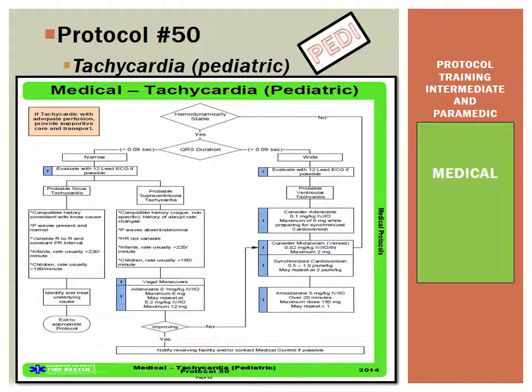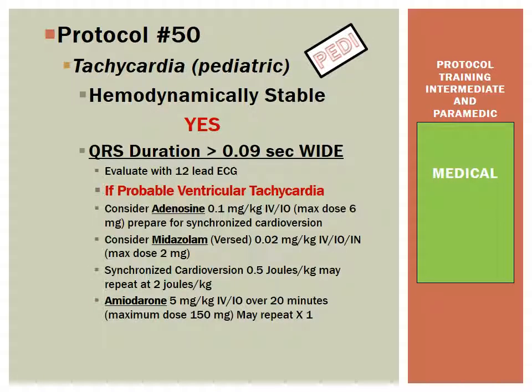Protocol 50 is our tachycardia pediatric protocol. Okay, first question we need to ask is, is the patient hemodynamically stable? If the answer is yes, and the QRS duration is wide or greater than 0.09 seconds, we want to evaluate the patient with a 12-lead ECG.